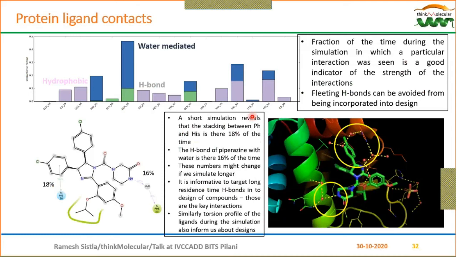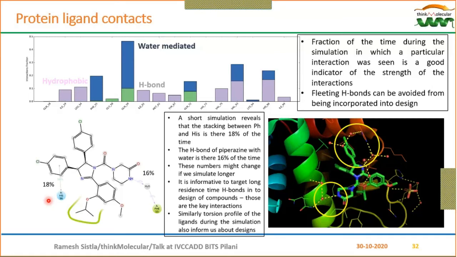So again, from the molecular dynamics simulation output, these are the kind of plots that Desmond gives you. It shows you what fraction of the hydrophobic interactions there are, what the water-mediated interactions are, and what the hydrogen bonding interactions are. If you take this particular compound and look at the static structure, you would think that the histidine and the phenylalanine here, and the chlorophenyl here, have a nice stacking interaction. But if you do a long enough simulation, you see that they are there only about 18% of the time.